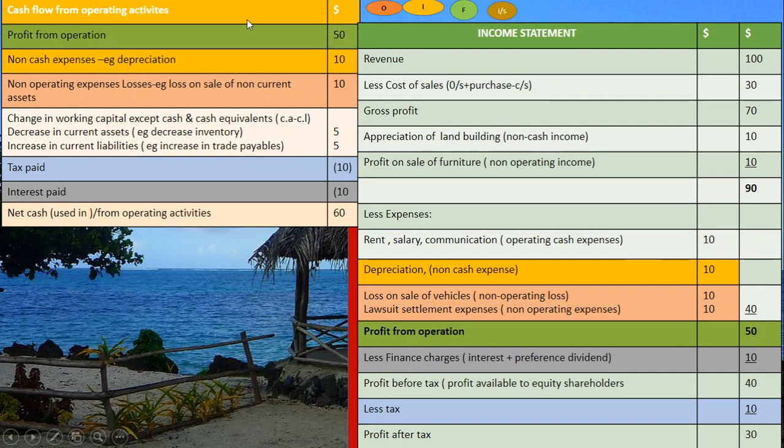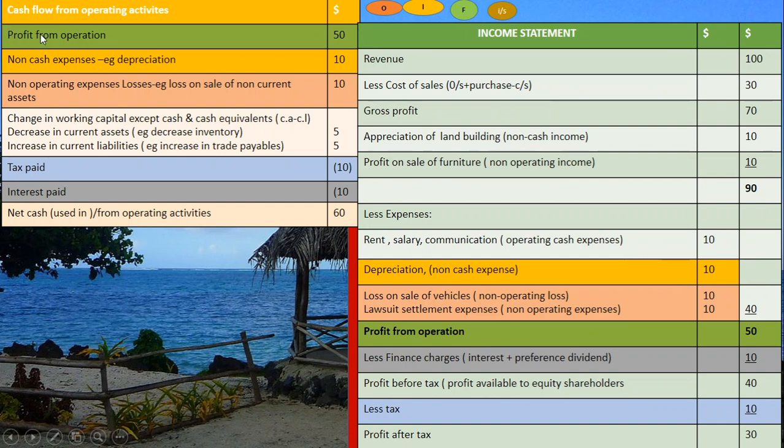So basically what I'm trying to focus on is that profit from operation is at this stage. From profit from operation we deduct the finance cost to get profit before tax, then we deduct tax and we get profit after tax. So when you are starting cash flow from operation, remember that you need to start off from the profit from operation.